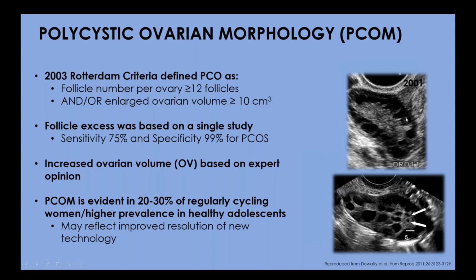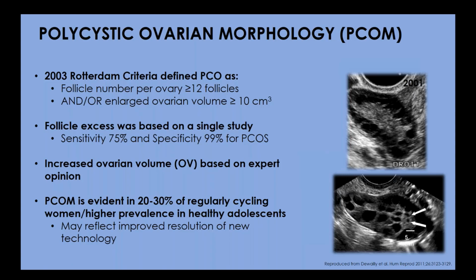So more than 10 follicles, more than 12 follicles measuring less than 10 millimeters in size, even in a single ovary in an adult woman, identifies that ovary as meeting criteria for polycystic ovarian morphology. Recognizing that, the sensitivity and the specificity of this diagnostic criterion for adults need to be placed in perspective.